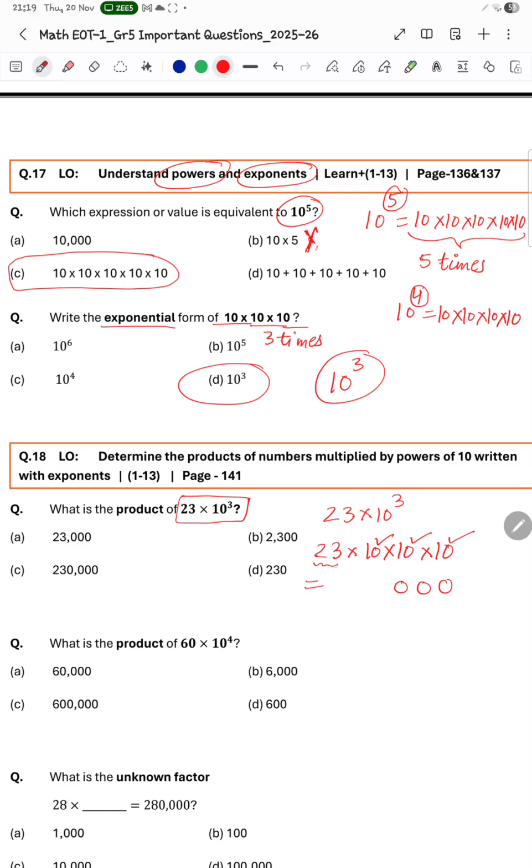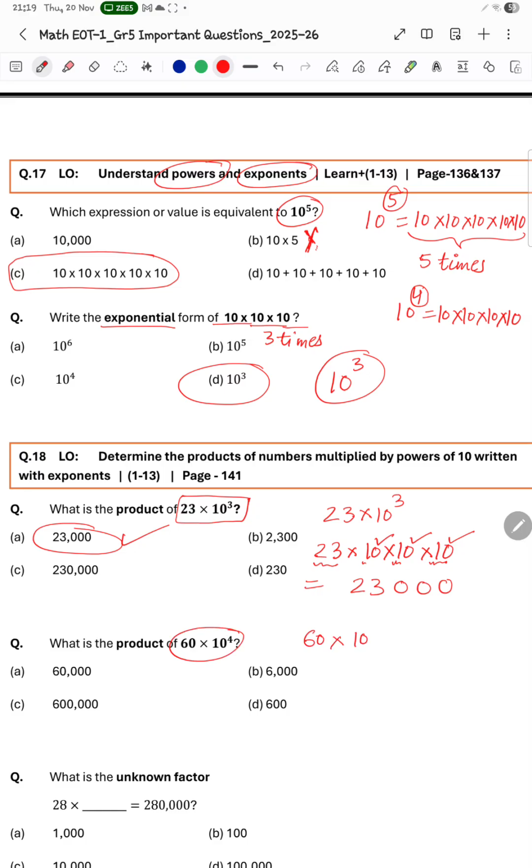Now 23 times 1 times 1 times 1. So 23 multiply by 1 will give you 23 always. So my answer will be 23,000. Option A is correct. Okay.